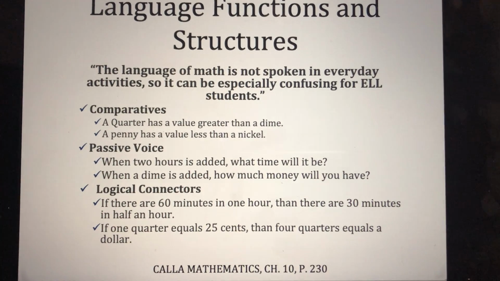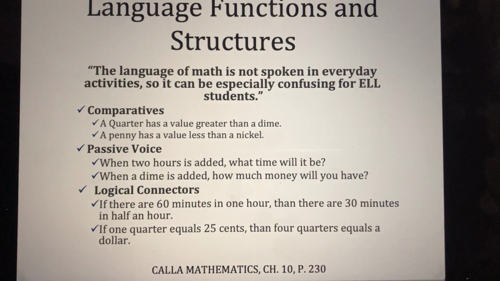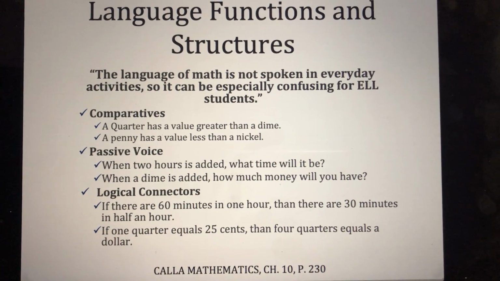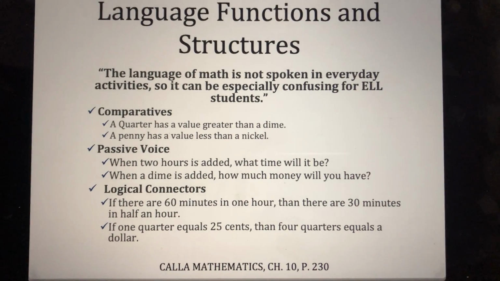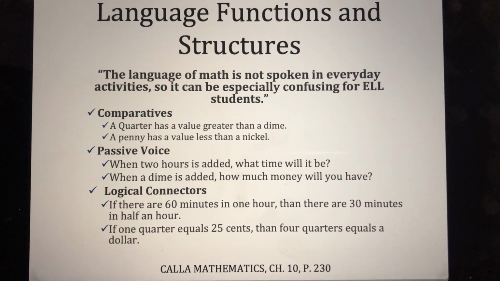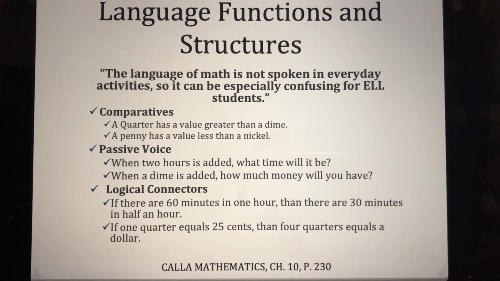The passive voice: when 2 hours is added, what time will it be? When a dime is added to this amount, how much money will you have? And the logical connectors, especially this first one: if there are 60 minutes in 1 hour, then there are 30 minutes in a half hour.